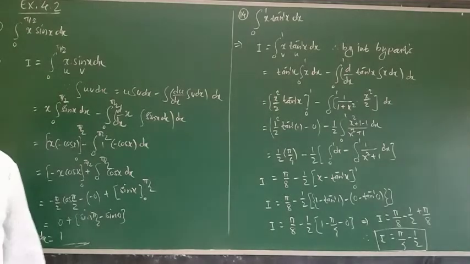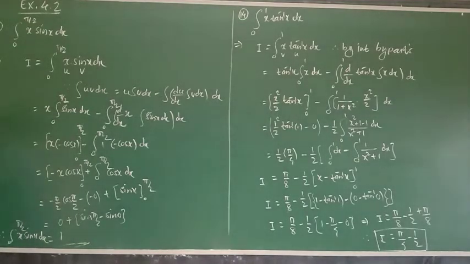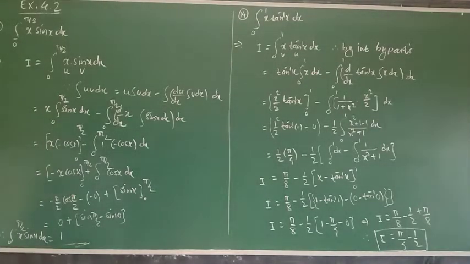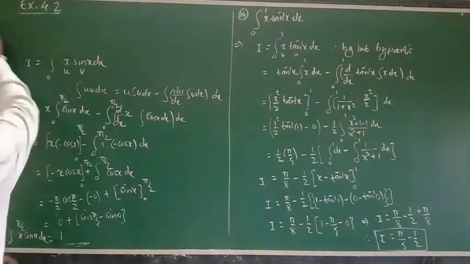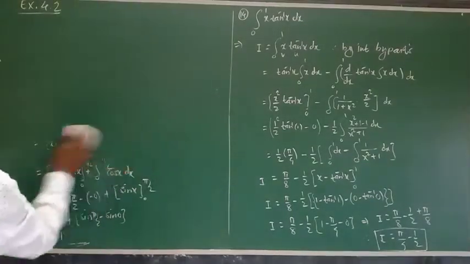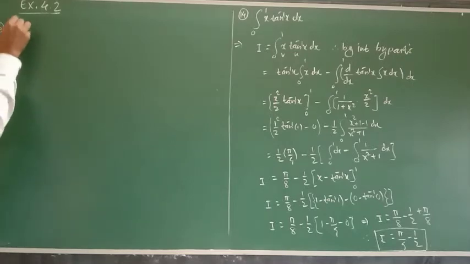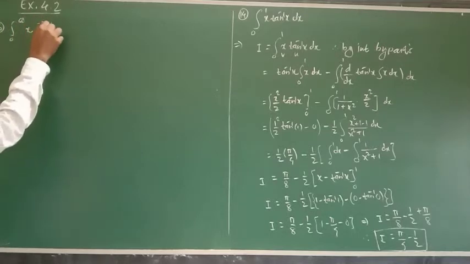Now next question number 15 is a definite integration 0 to infinity x into e raised to minus x dx, 0 to infinity. Okay, here question 15, 0 to infinity x into e raised to minus x dx.